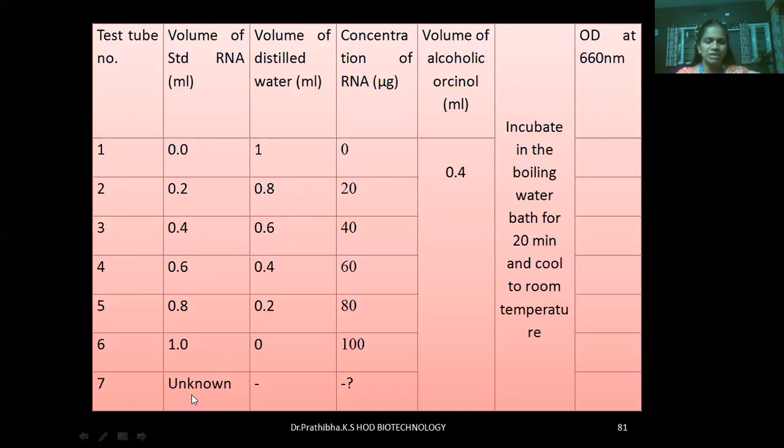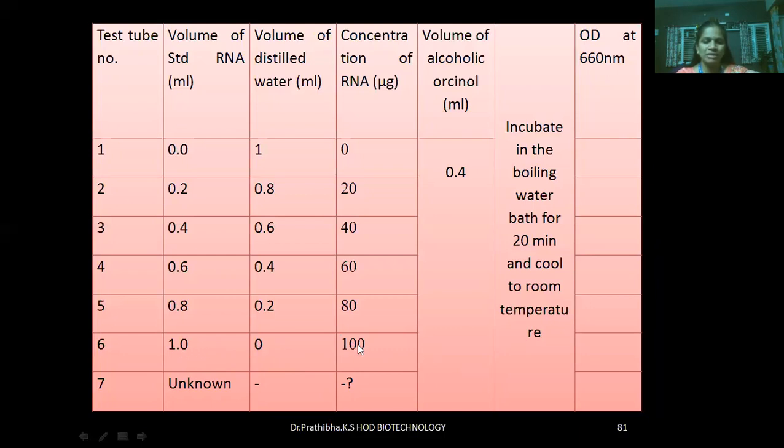To this unknown test tube, you are not going to make up the final volume to 1 ml. You are not going to make it up because this is already done by the examiner or the teacher in charge. Now, you have taken the standard RNA here. This will give you the concentration of the standard RNA reagent you prepared per ml. Per ml, we have taken the concentration, that is 100 microgram per ml. So today's concentration of RNA molecule is 100 microgram per ml.